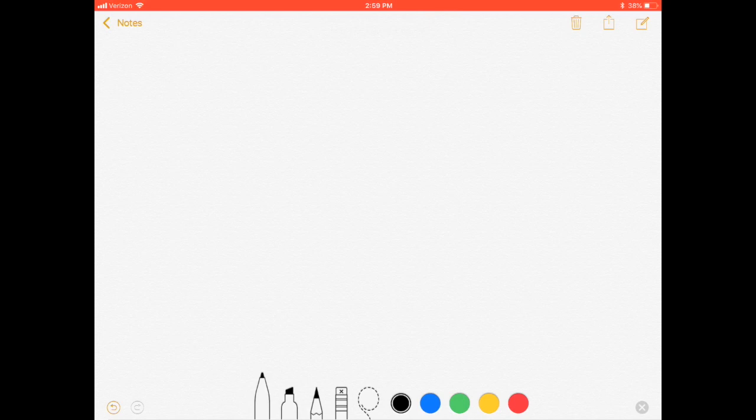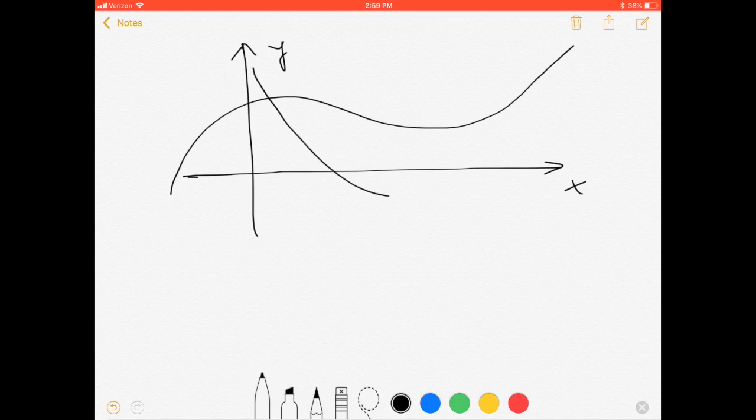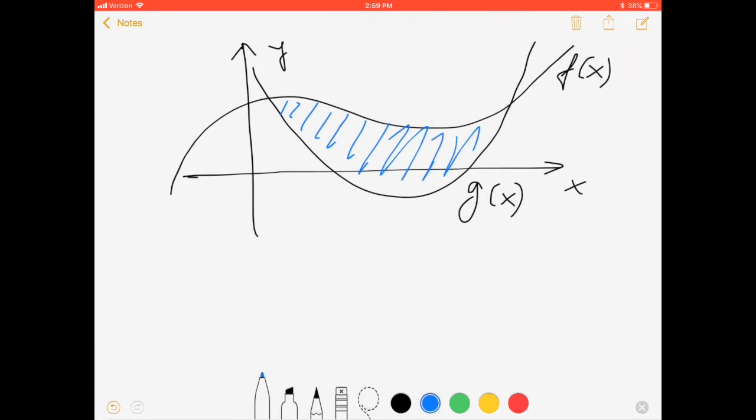Okay, let's go. We have two graphs. The first one is function f(x), the second one is function g(x), and I need to find the region between these two curves. How can I do it?